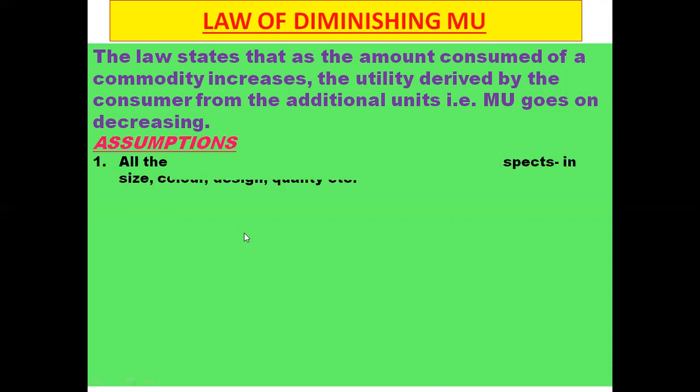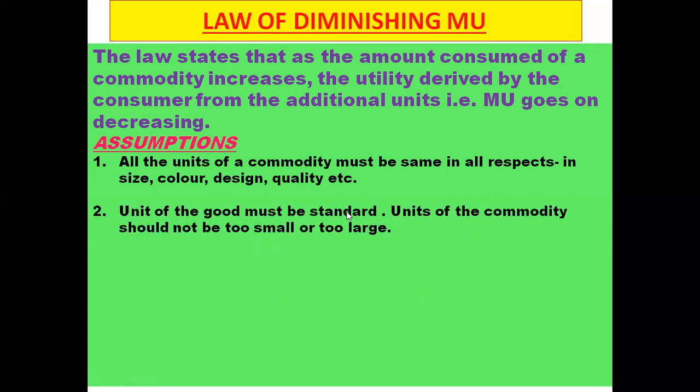Now, what are the assumptions? All units of a commodity must be same in all respects, in size, quality, design. Because if quality of a second unit is superior than the first, the consumer will get more utility from the second one. Unit of the good must be standard.